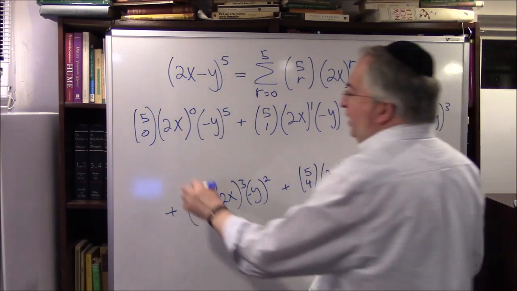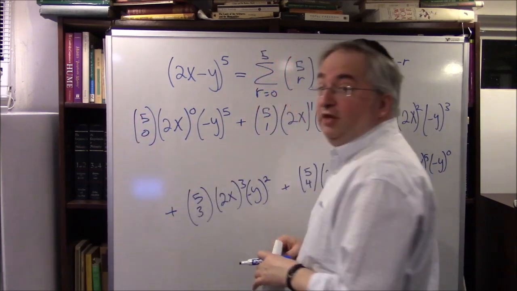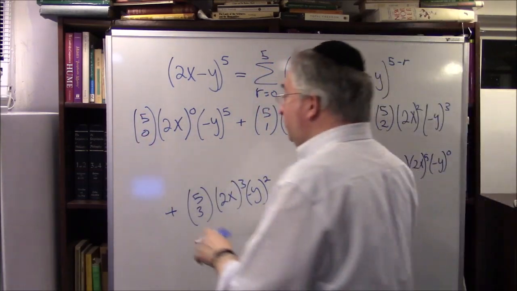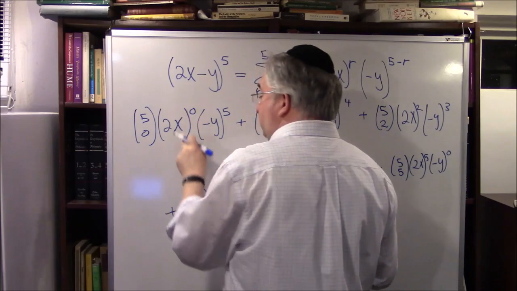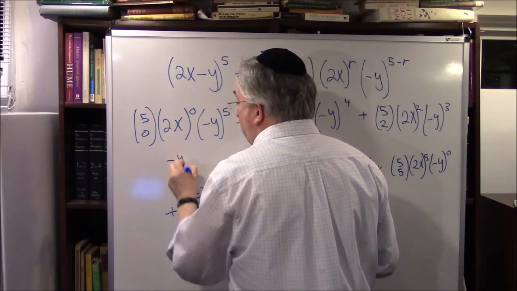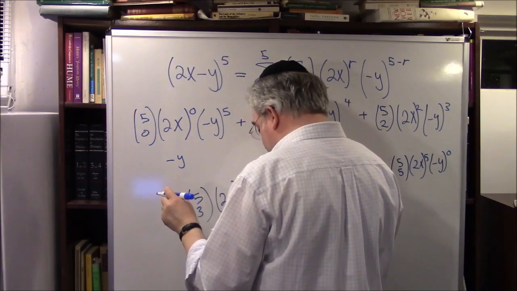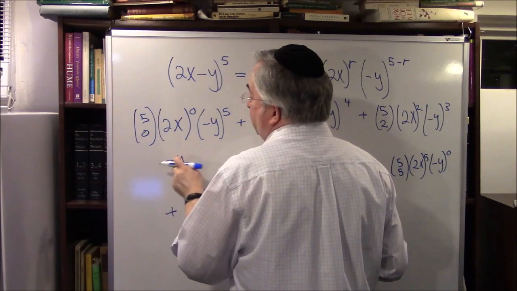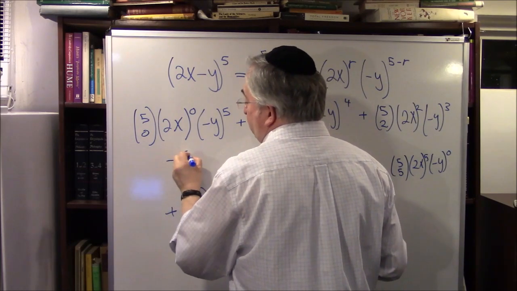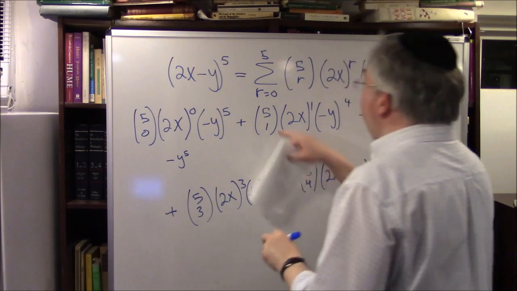So let's do this. 5 choose 0. How many ways are there of choosing 0 things? There's only one way of doing that. 2x to the 0, so this becomes minus y to the 5th power. Should I put parentheses around it? Well, minus y to the 5th power is minus y to the 5th. Okay. 5 choose 1.